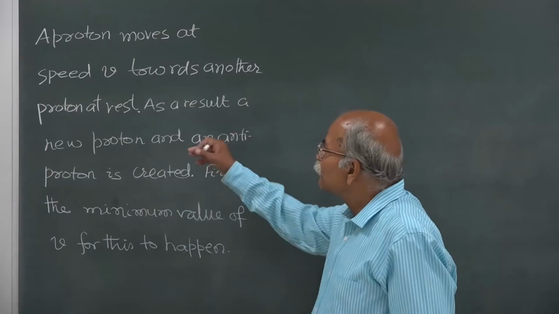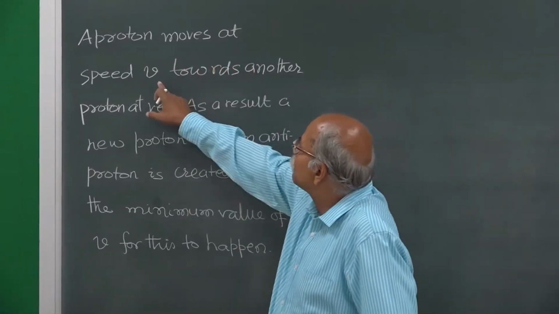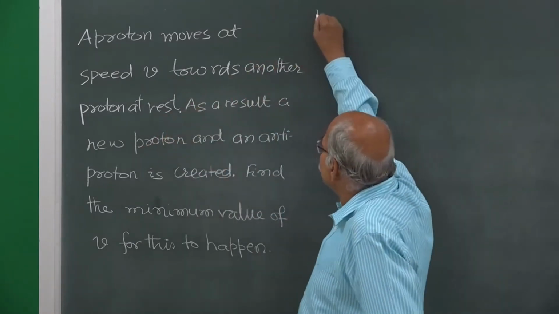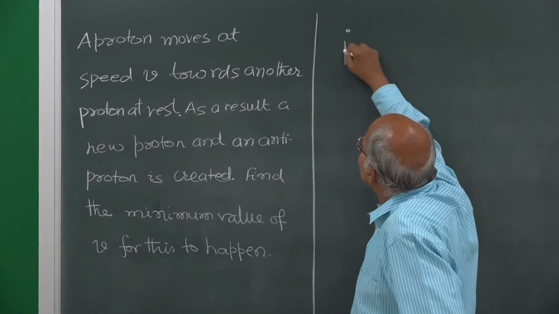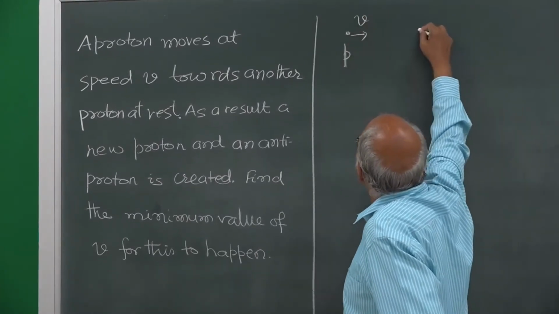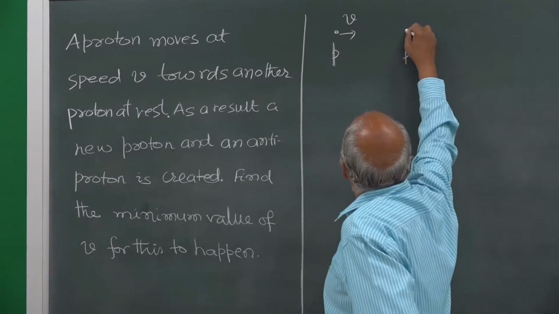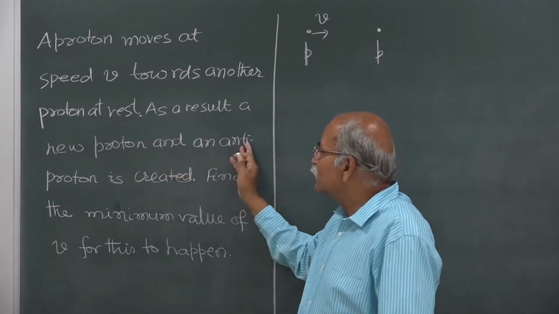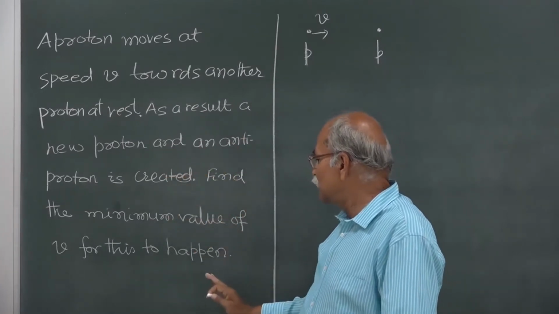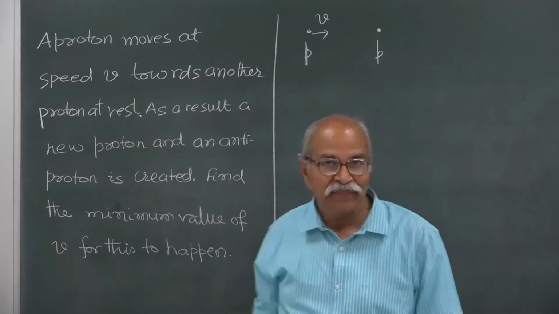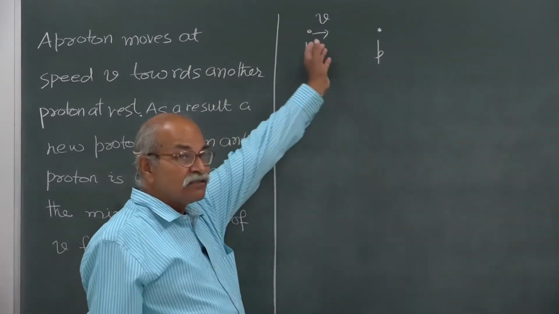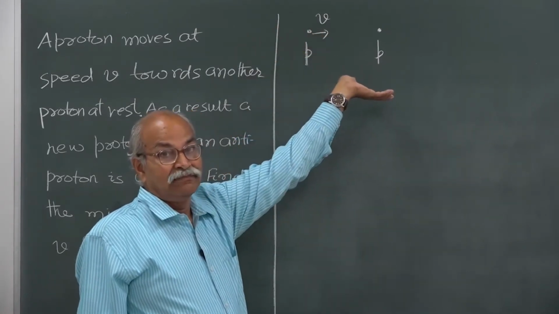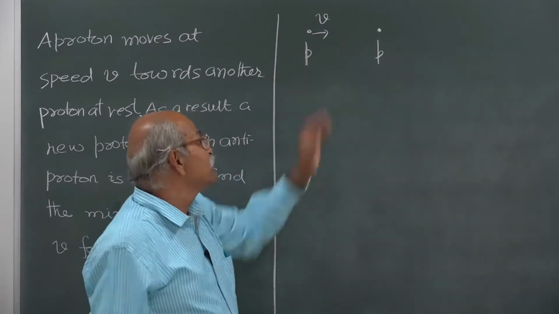So, here is the question: a proton moves at speed v towards another proton at rest. So, now I have a proton which is moving at speed v towards another proton, and this proton is at rest, and the rest mass is the same. As a result, a new proton and an antiproton is created. Find the minimum value of v for this to happen. So, what we can do is we can go to the 0 momentum frame and then solve the problem and come back to this frame. This is our lab frame.